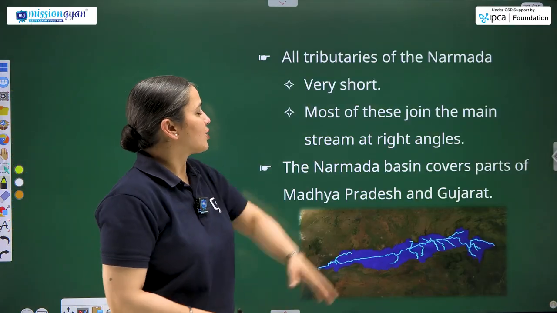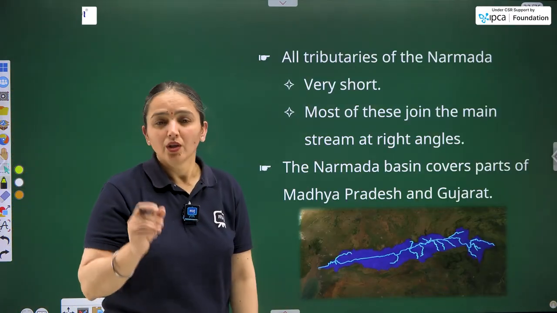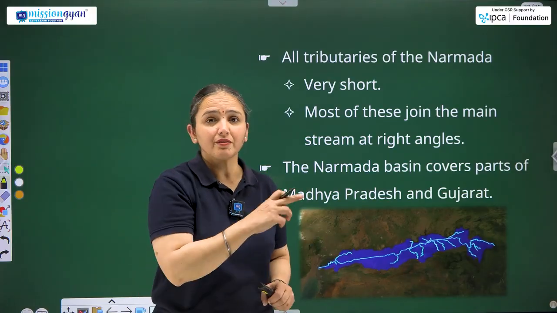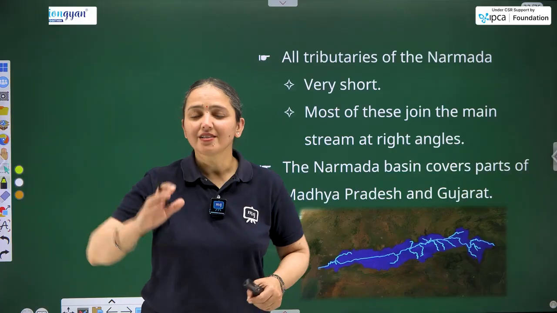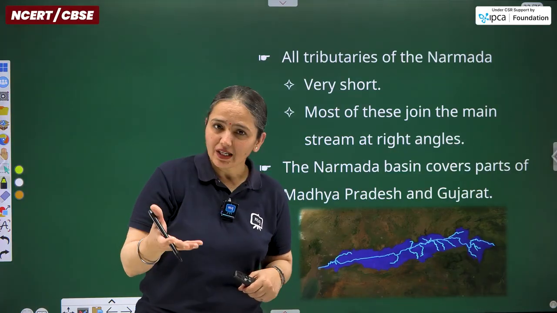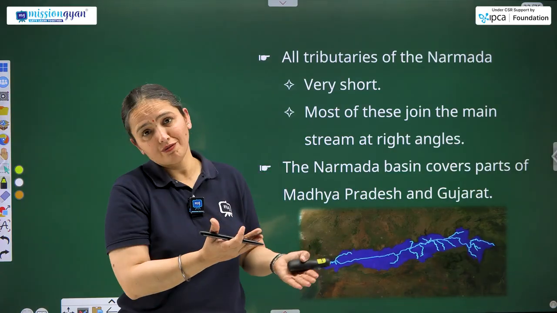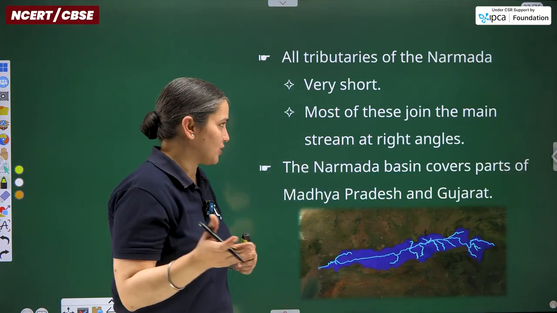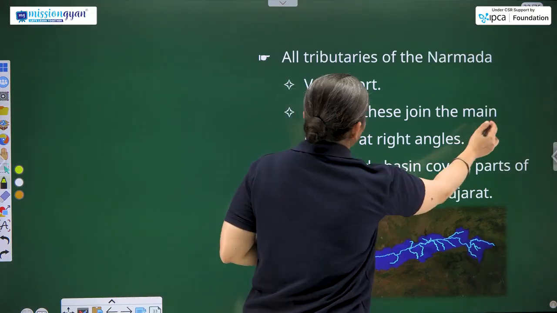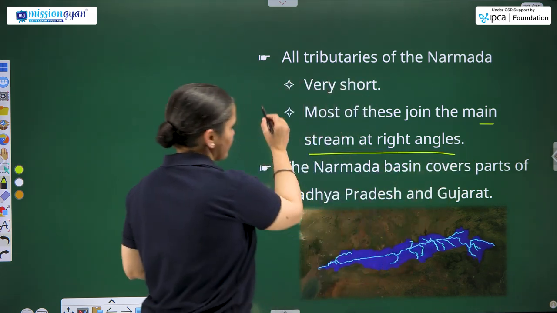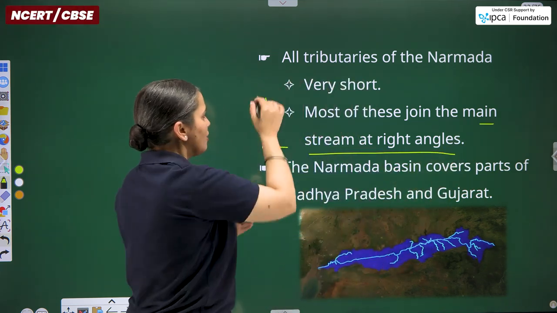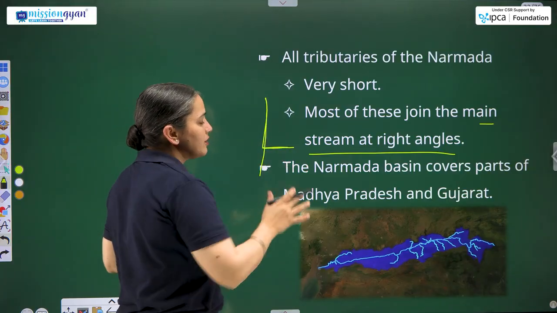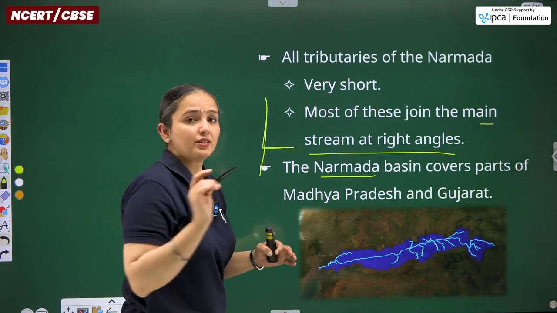Moving ahead, all tributaries of Narmada are very short. As the Narmada and Tapi are not that long compared to the Himalayan rivers, still, whatever their length is, some tributaries are definitely there to give their inlet of water into these main rivers. So Narmada has its tributaries, but they are quite short. Most of these join the main stream at right angles. This is the right angle. Suppose this is the passage and a tributary is joining it at a right angle. It means we are talking about the Narmada river.